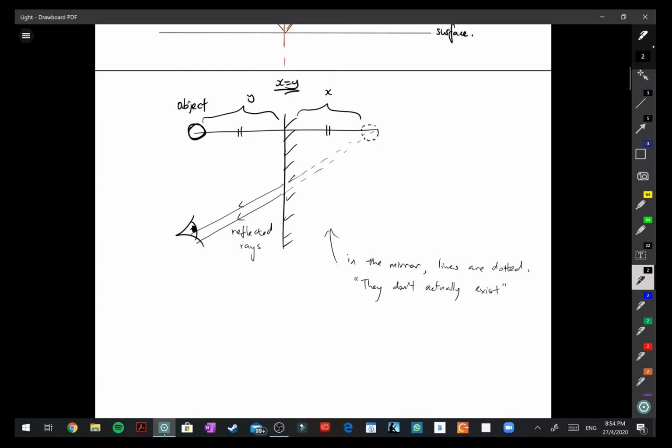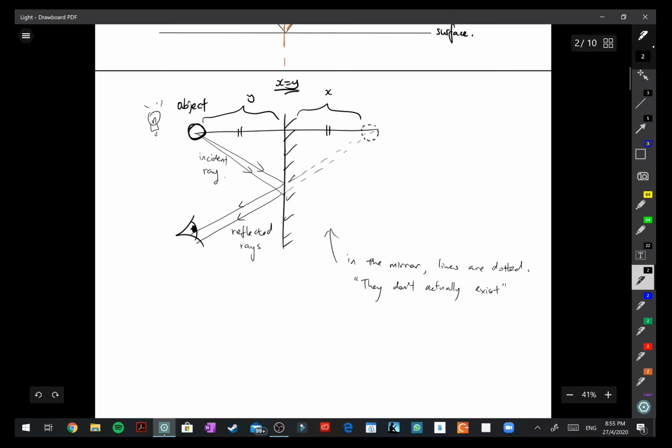So when you bring a light source near, the object actually reflects light, and the light goes to your eye. So the incident ray should come from the object. The incident ray is a real ray, so it's going to be like this. So this is the incident ray.